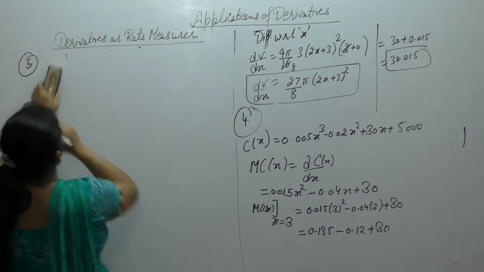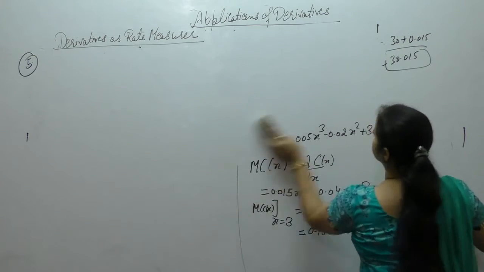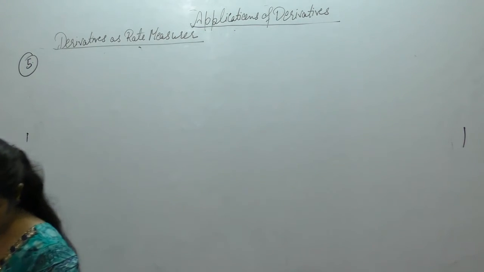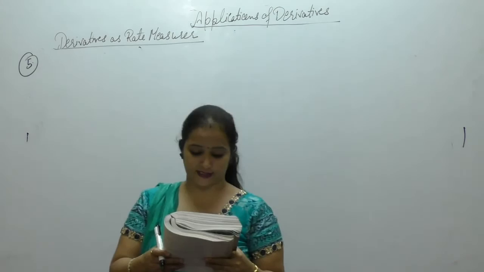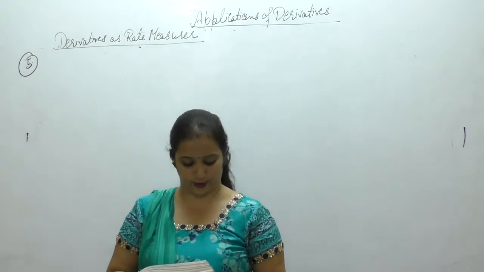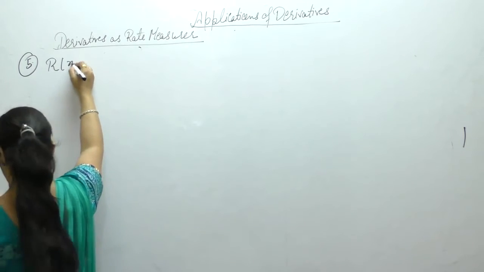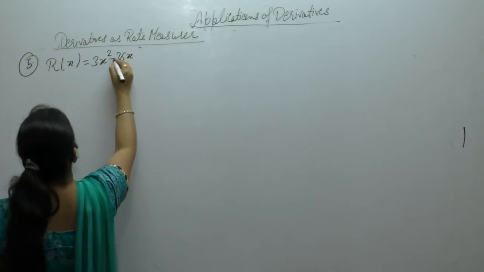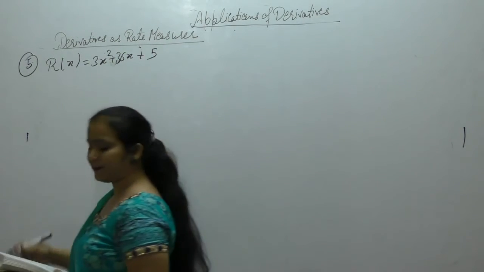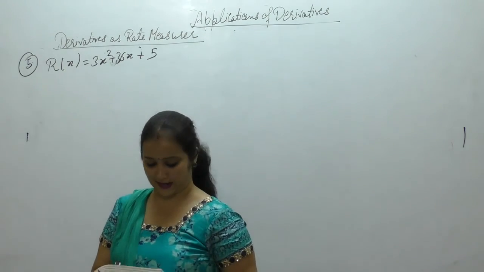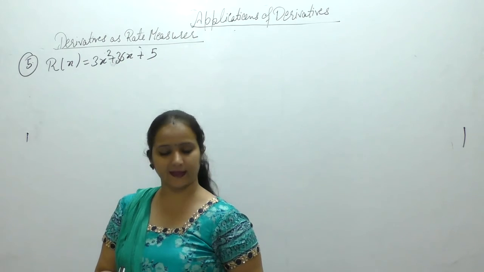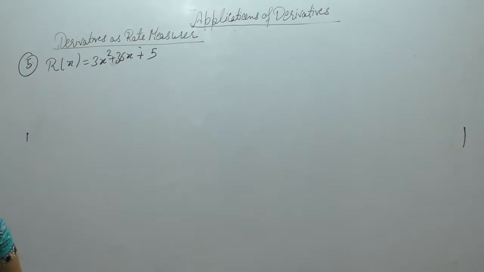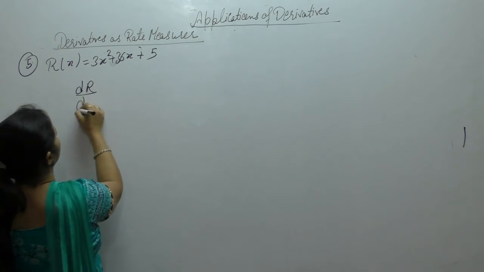Now the next one. The total revenue received from the sale of x units of a product is given by R(x) = 3x² + 36x + 5. Find the marginal revenue when x = 5, where by marginal revenue we mean the rate of change of total revenue with respect to the number of items sold at an instant.